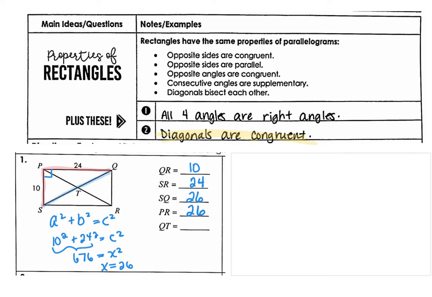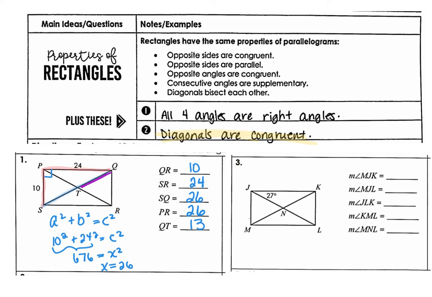All right. The last thing it asked for is Q to T. QT right here. That's half of one of the diagonals. Based on just the parallelogram information, we know diagonals bisect each other. So if I know the diagonal is 26 and I know they bisect each other, then I can just cut this in half and say that is 13.